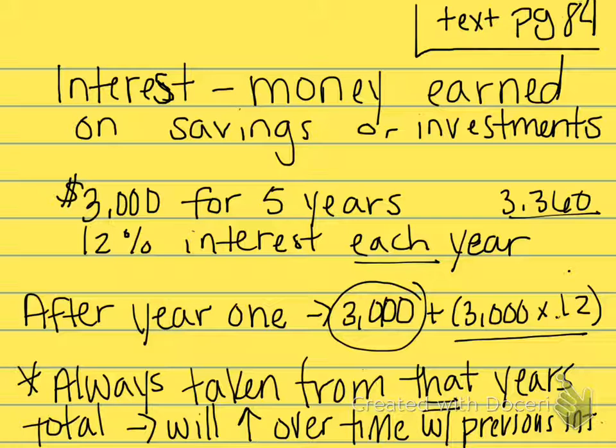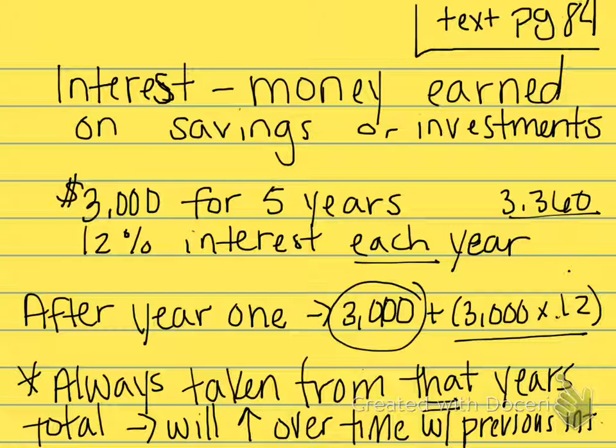So whenever you're solving for interest, even if you're solving for the third year, you have to solve year one and year two to move on because it's always taken from that year's total, so it increases over time with your previous interest included. So something really important to pay attention to when you're solving interest is that you've laid out every single one of those years since they build off of each other. And again, this example came right out of your textbook on page 84 if you want to look at it for more information.